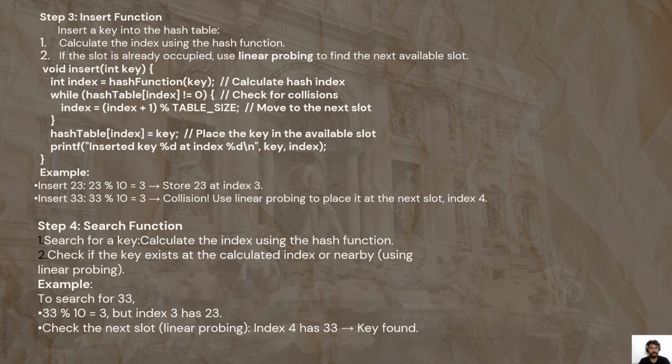Step 4. Search function. Search for a key. Calculate the index using the hash function. Check if the key exists at the calculated index or nearby using linear probing.